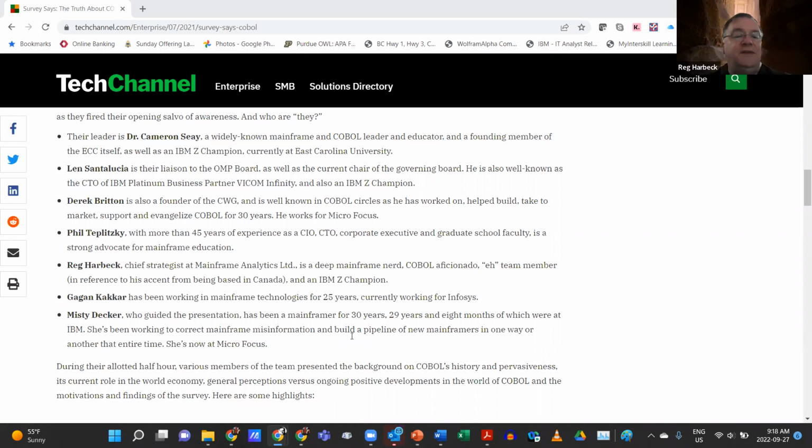Now, Derek Britton has a particular special role because he's one of the people at Micro Focus. And Micro Focus is sort of the place where all non-mainframe COBOL kind of collects together. It's not the only place that has COBOL other than IBM, but those are the two big places where you're going to find COBOL. So Derek has a key role in the world of COBOL from a non-IBM mainframe perspective. And so he contributed a great deal. Phil Teplitsky is a fellow who's got just a deep, profound role in the history of legacy computing and COBOL and mainframe and such.